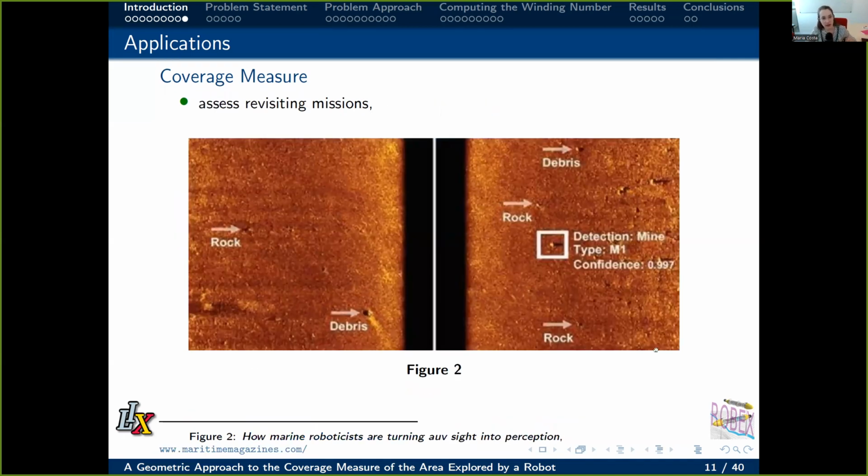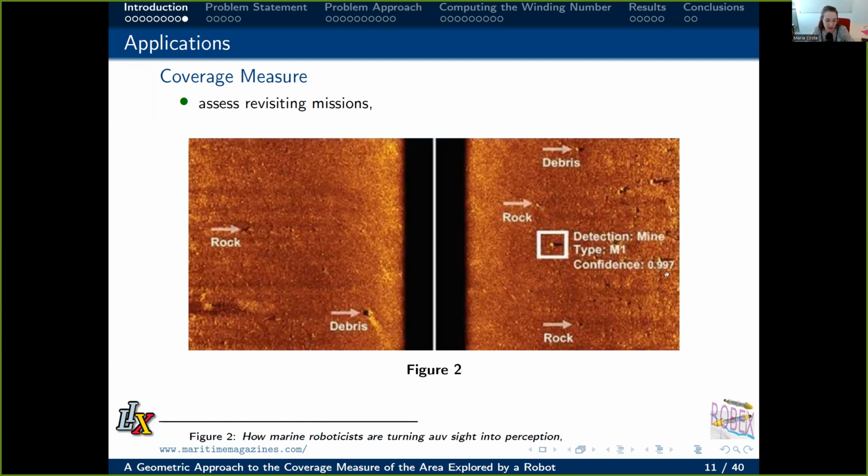Okay, and the other application is to assess what I call revisiting missions. This is a problem that was posed by the DGA, the French Defense Agency, to the ROBEX team at ENSTA Bretagne. To understand, you can look at this image, another image that was acquired by 2 side scan sonars. And you can see that we have some rocks detected, some debris, and an underwater mine.